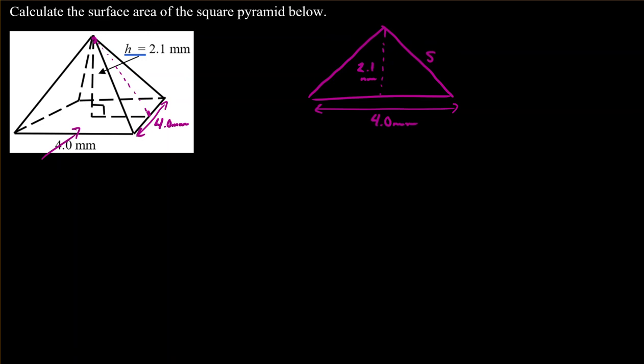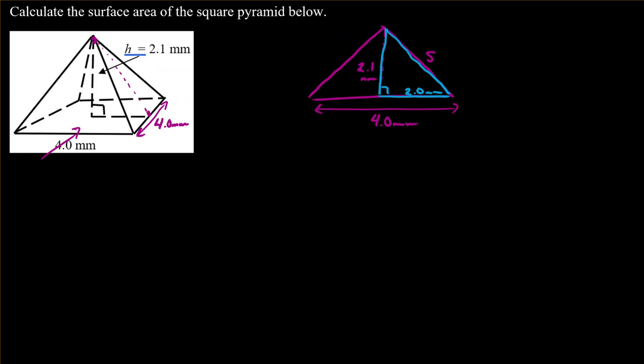Well, if we just focus on this part of the triangle here, so the one side is 2.1 millimeters. This is a 90-degree angle. What's this side of the triangle? Well, that's half of the distance across. So this is 2.0 millimeters. And this is the slant height. That's the hypotenuse of a right angle triangle.